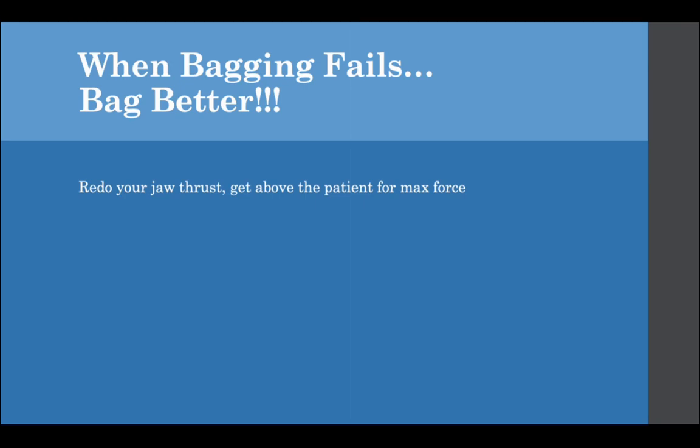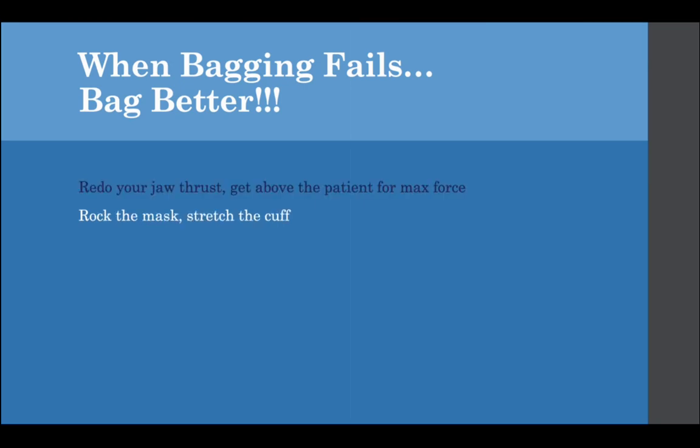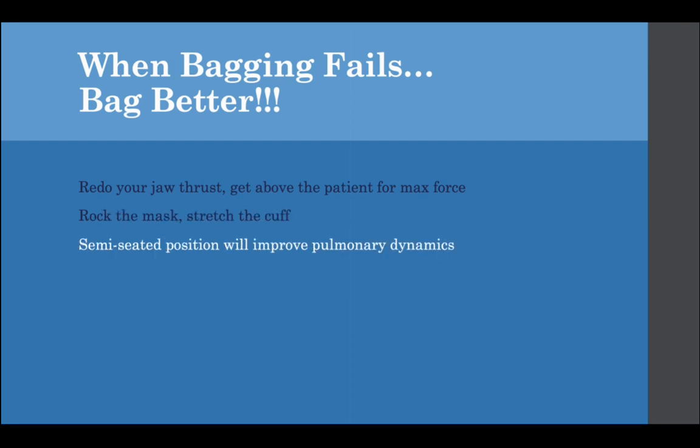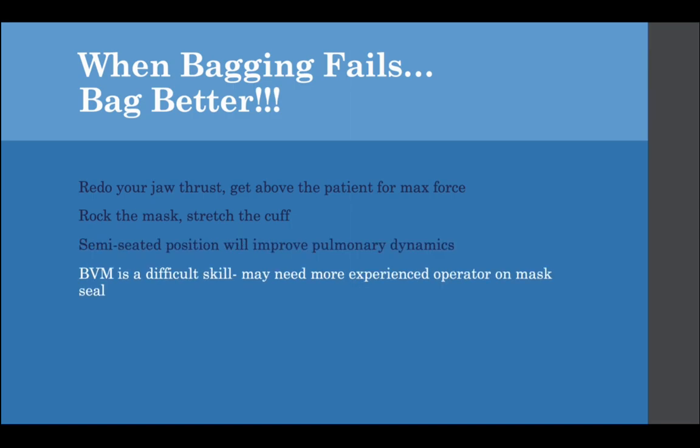Let's sum this up. Redo your jaw thrust. Get above the patient for the best force and positioning. When you put the mask on the face, make sure you rock it open, you roll it onto the face and stretch the cuff, and then pull the jaw up into the mask. If you can, get the patient sitting upright a little bit. This can improve pulmonary dynamics. So if someone's on your gurney, all the better.